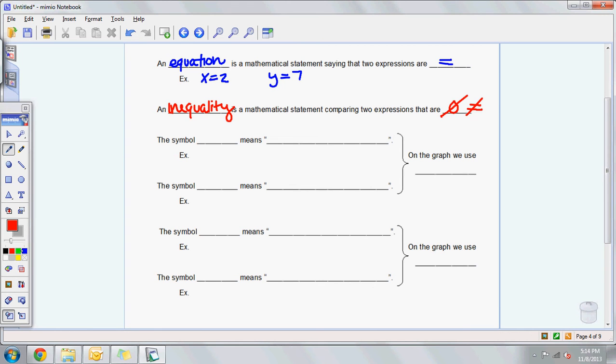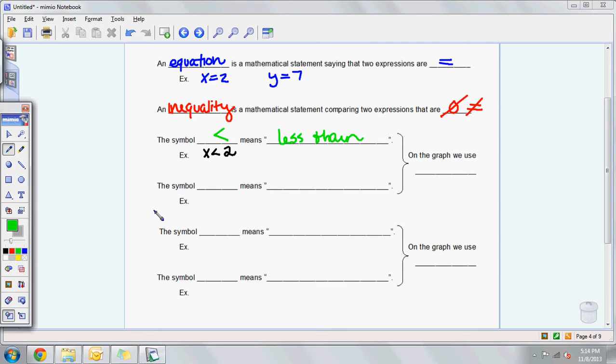So let's start with this inequality symbol, which obviously means less than. So an example might be x is less than 2. So there are multiple answers there. X could be 1, x could be -7. So notice that it's different than an equation. Inequalities mean that it could be multiple things, anything that's less than 2.